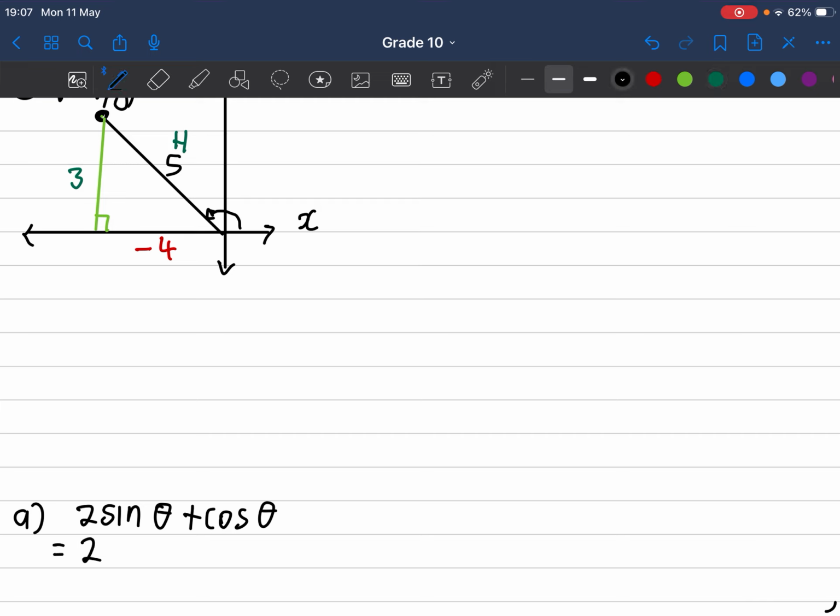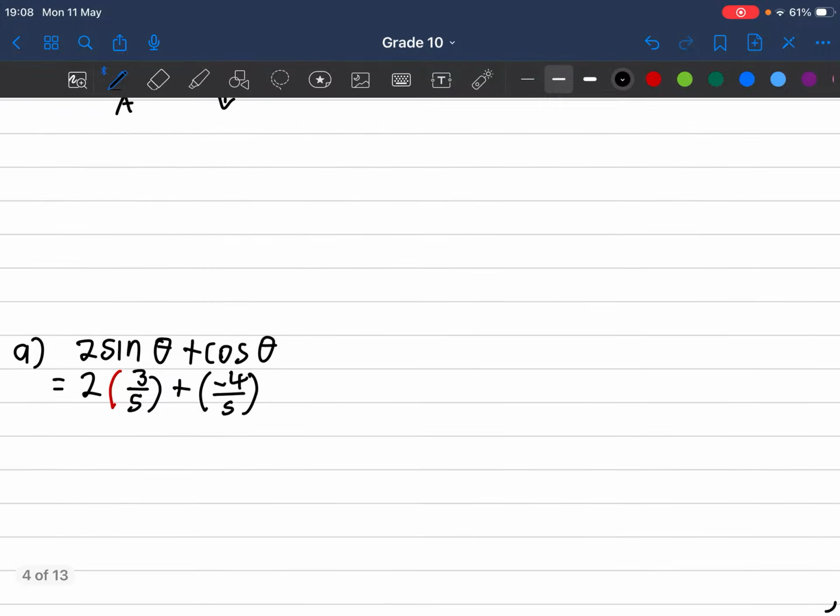Now we're going to put our 2 sine theta. Sine theta is opposite over hypotenuse. So our theta value that should be here is now going to be inside the triangle. We're going to consider it from here. That will become opposite, adjacent, and we have our hypotenuse. So here it's going to be 3 over 5 plus negative 4 over 5, which equals 6 over 5 minus 4 over 5, which will equal 2 over 5.